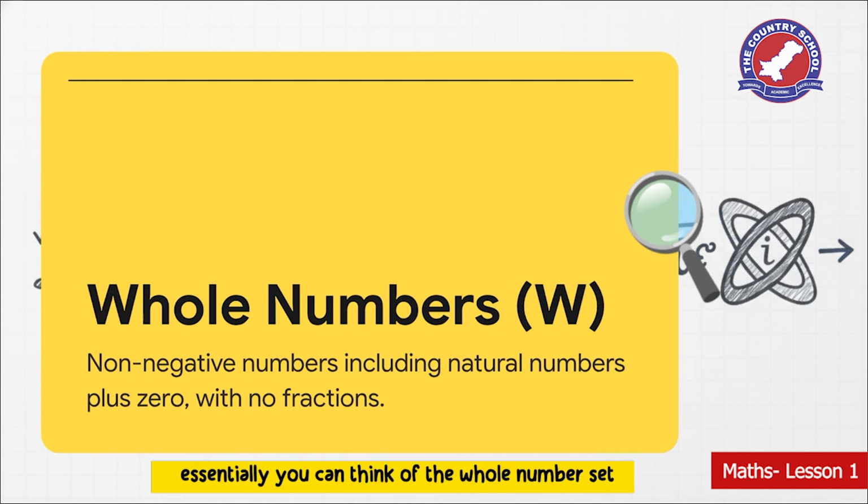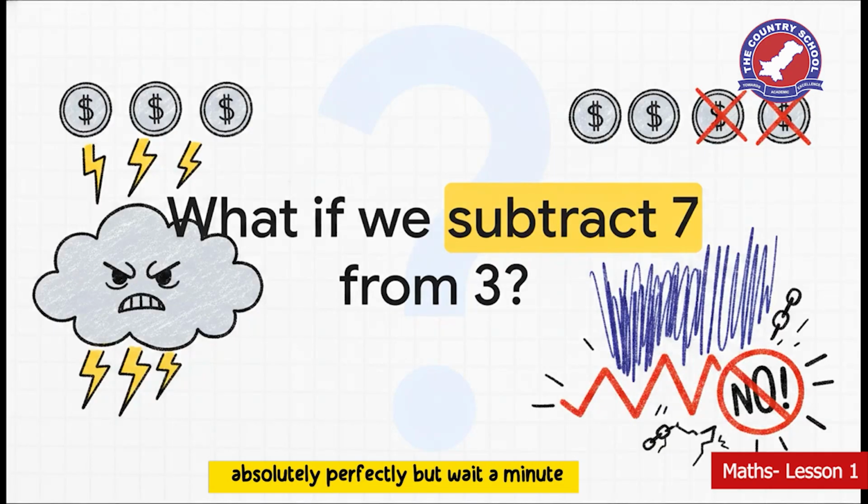Essentially, you can think of the whole number set as just the natural number set holding hands with 0. It's that simple. With this new set, you can easily represent 0 candies, 1 candy, 2 candies, and so on. It handles addition and multiplication absolutely perfectly. But wait a minute, we just hit another uh-oh moment. Whole numbers are great, for sure, but they still have limits.